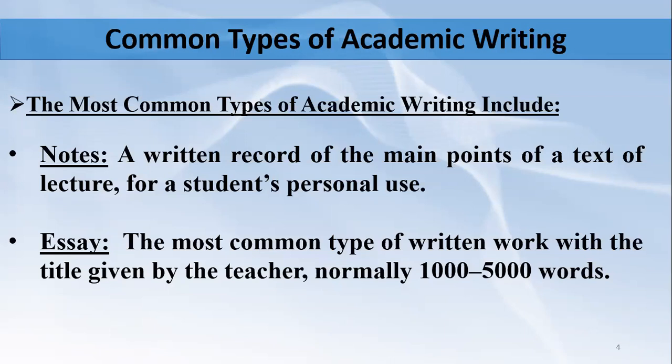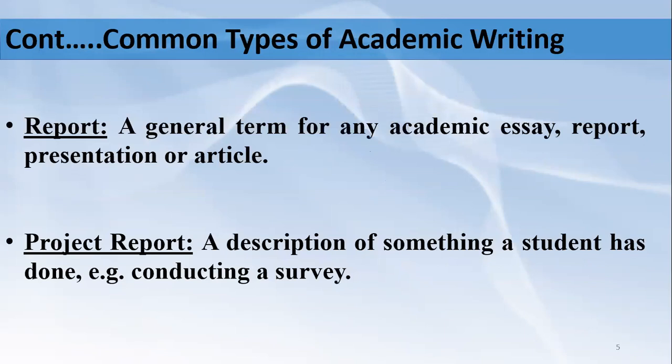For example, write an essay on the psyche of school children, or write an essay on the effects of COVID-19 on the psyche of school children. It can be a topic. So if you are given this topic and you are supposed to write, you may easily write 1,000 words. So this is another type of academic writing.